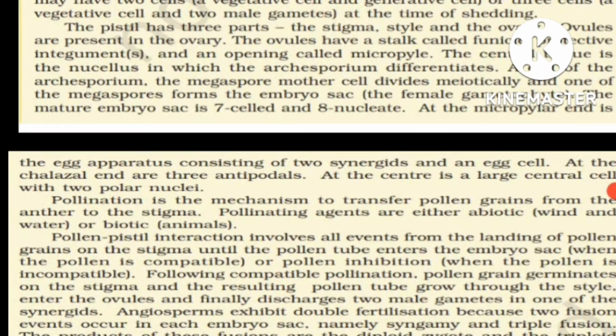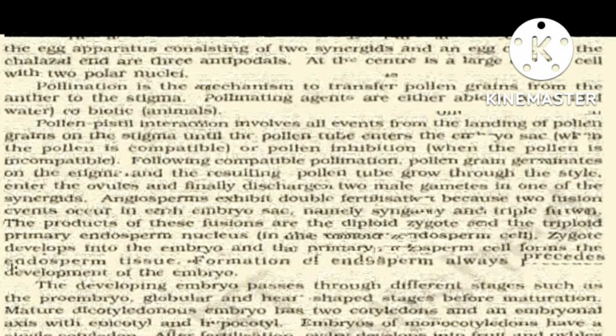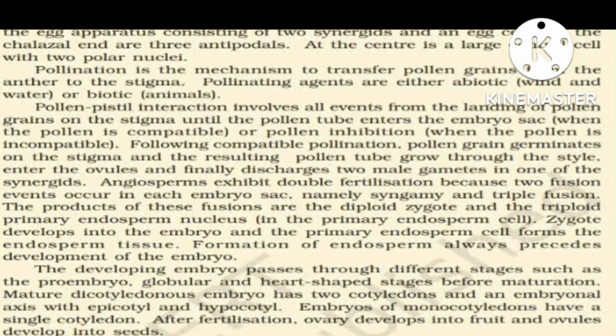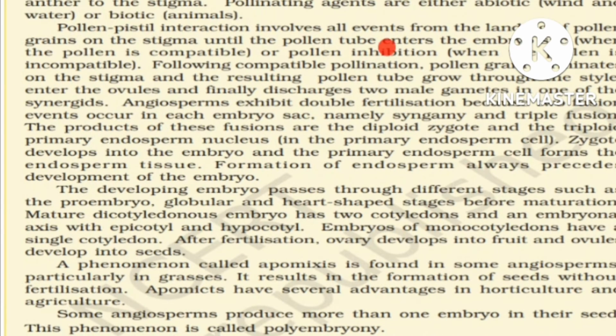Pollination is a mechanism to transfer pollen grains from the anther to the stigma. Pollinating agents are either abiotic, for example wind and water, or biotic, that means animals. Pollen-pistil interaction involves all the events from the landing of pollen grain on the stigma until the pollen tube enters the embryo sac, that is when the pollen is compatible, or pollen inhibition when the pollen is incompatible.